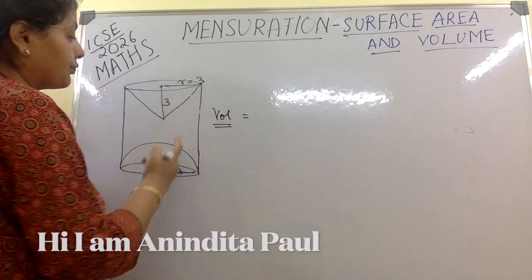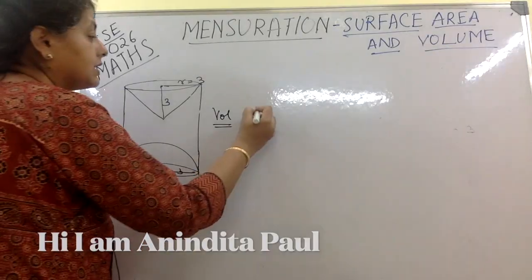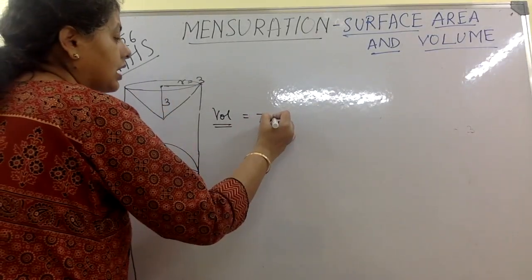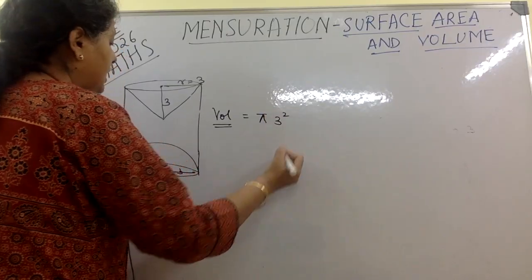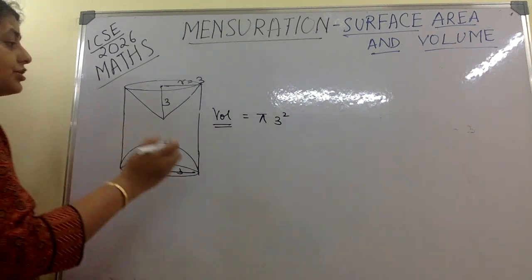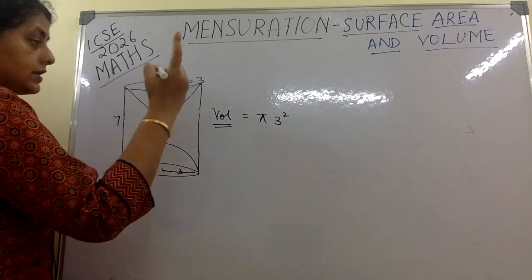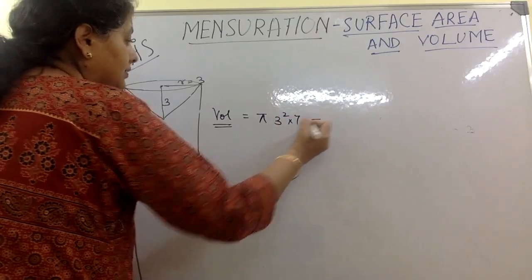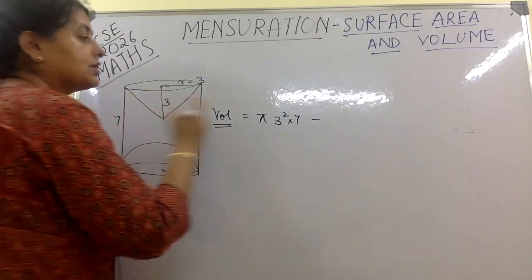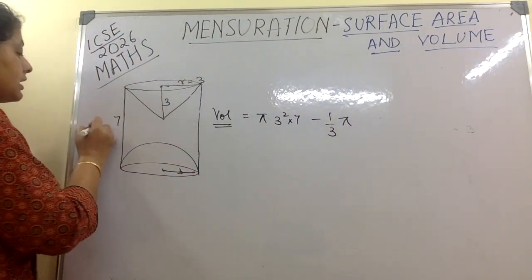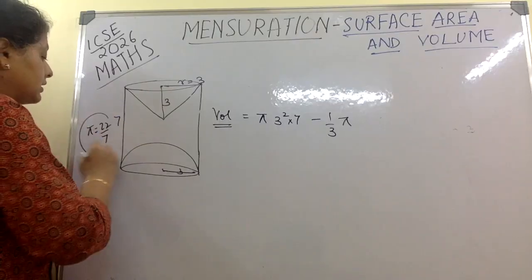So let's see the volume. Now the full volume of the cylinder is pi r square. R is again 3 only, so 3 square, and h. Sorry, I forgot to mention that height. Height is given as 7. So pi r square into 7 minus 1/3 pi r square h. They have told us to use pi equal to 22/7 only in this question.